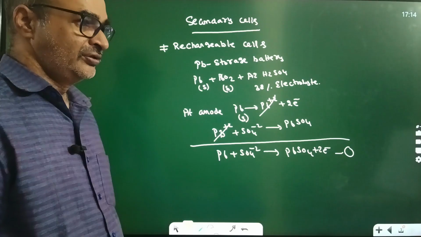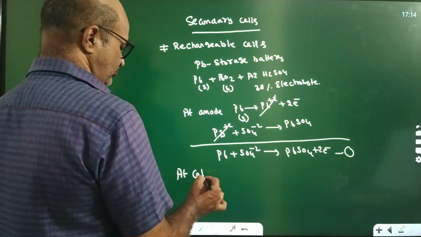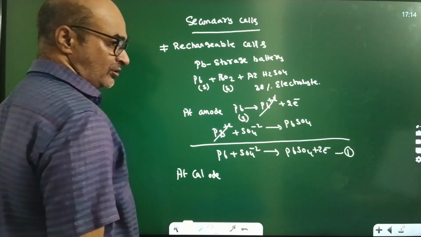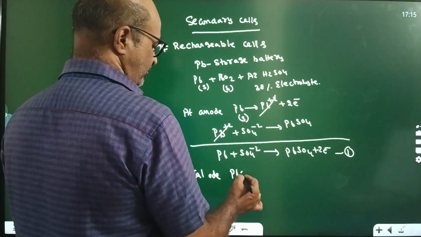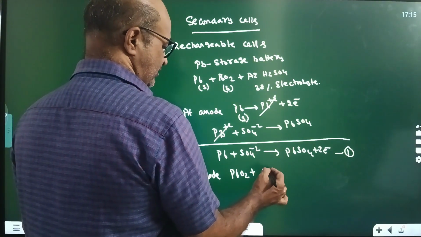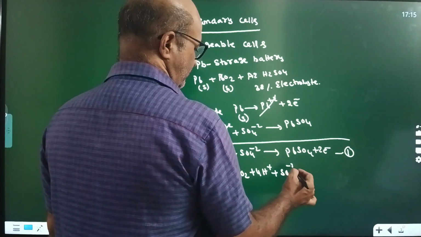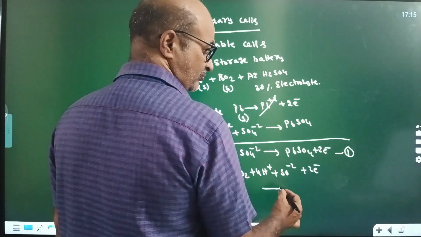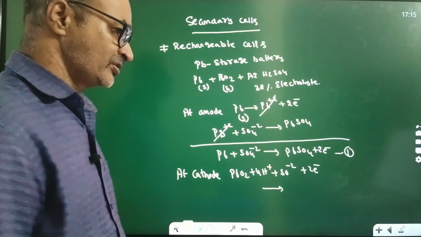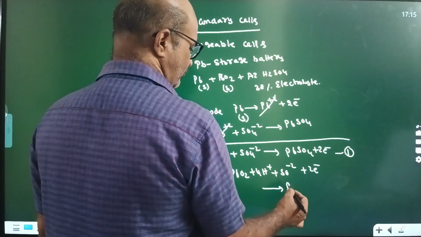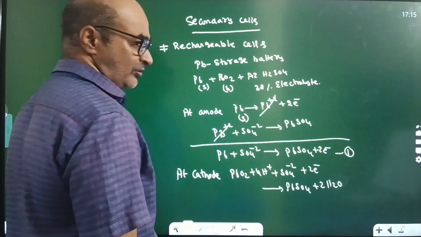So what reaction takes place at the cathode? At the cathode, PbO2 plus 4H+ plus SO4 2- plus 2 electrons gives rise to PbSO4 plus 2H2O. This is equation 2.